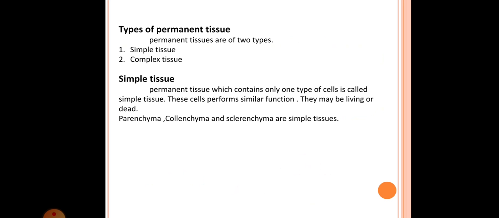Next, types of permanent tissue. Permanent tissues are of two types: simple tissue and complex tissue. First we'll see the simple tissue. Simple tissue: permanent tissues which contain only one type of cell are called simple tissue. These cells perform similar function. They may be living or dead or non-living. It consists of parenchyma, collenchyma, sclerenchyma.